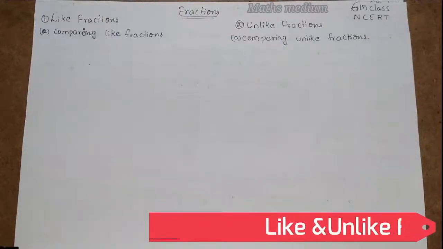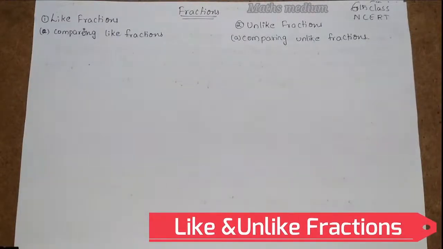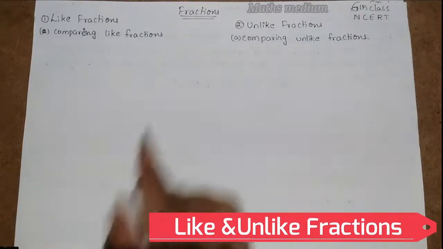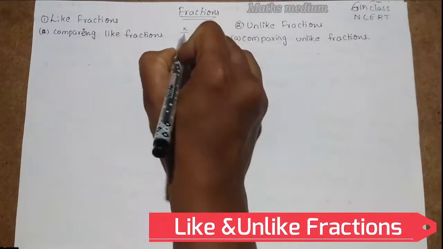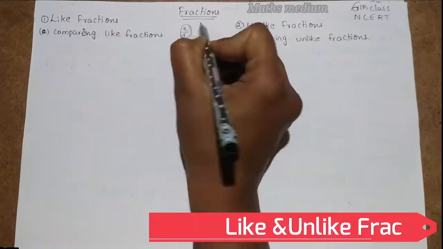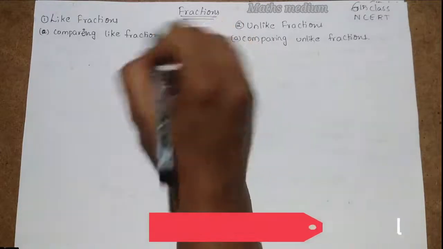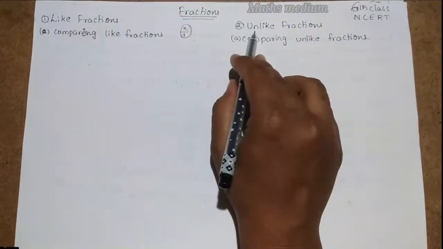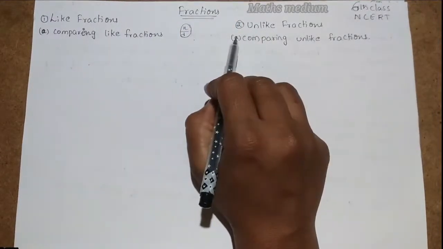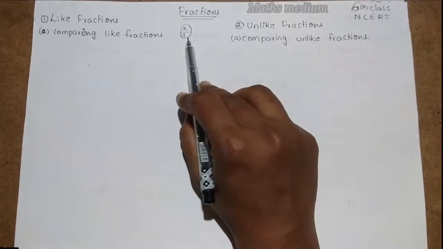Today I came with a new topic, that is like fractions and unlike fractions from fractions, 6th class NCERT. Let's come to the introduction of like fractions and unlike fractions. We know a fraction is in the form of numerator by denominator. So this is the representation of a fraction. But coming to like fractions and unlike fractions, these are named based on the nature of the numerator and denominator.